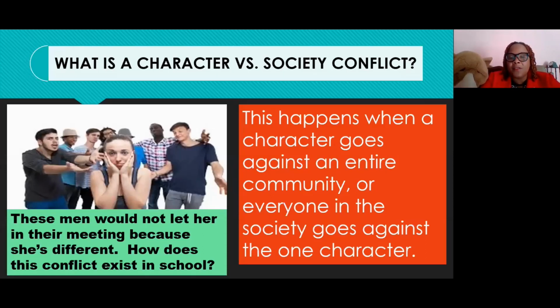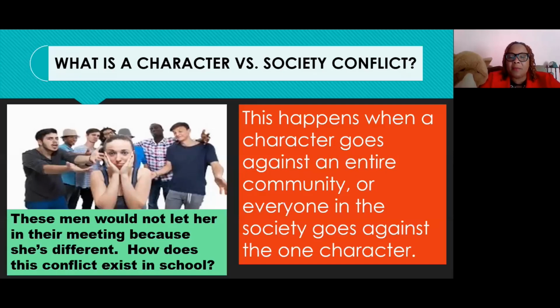And if someone is different from us, we tend to treat them not as well as we'll treat people who are the same as us. And it's natural for persons to feel comfortable with persons who are like them. But we want to make sure we are not being prejudiced. That's the word that comes out when we look at character versus society. A society can be prejudiced.